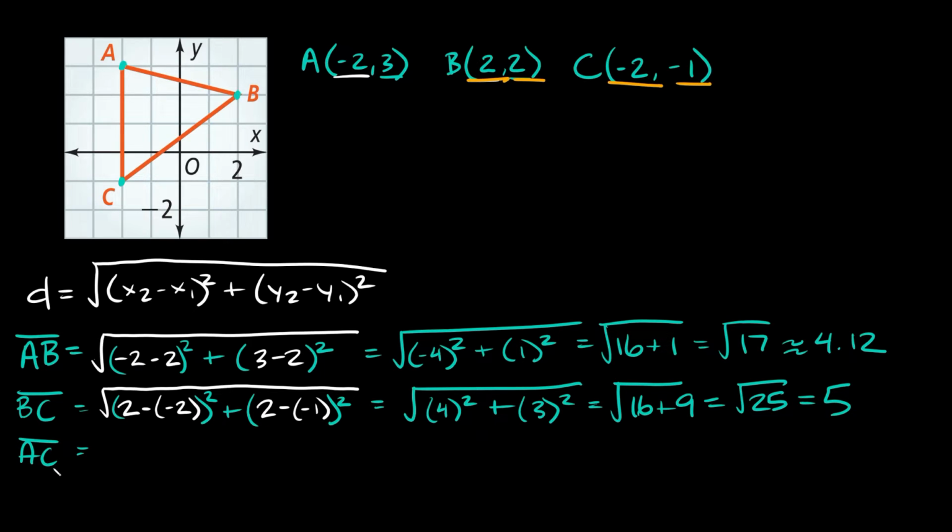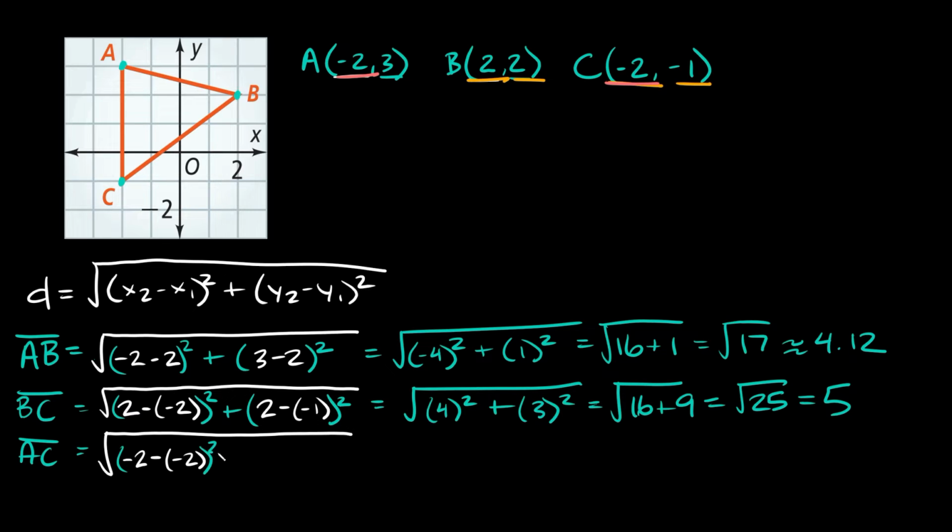Now lastly, we just need to find the distance from A to C, all right? So again, subtracting our x coordinates, so from A to C. So here we have -2, here we have -2. So we're going to say -2 minus -2.